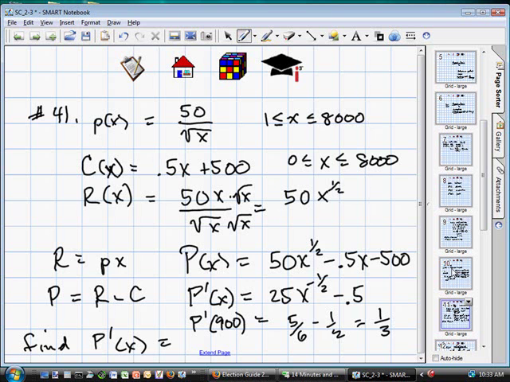I'm sorry, that's where I got the revenue. Here we go, 50x to the 1/2. Now, how do you find profit? You take the revenue and subtract the cost from it. So, take this equation and subtract the cost function.